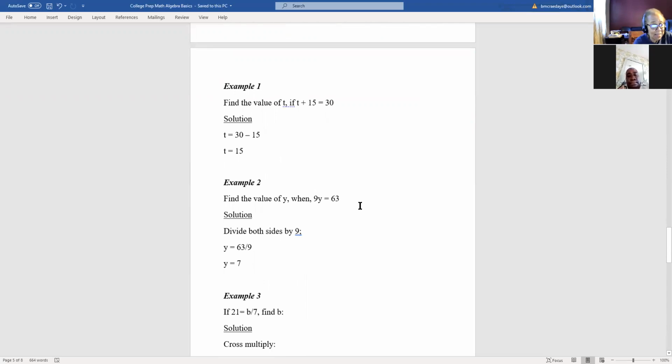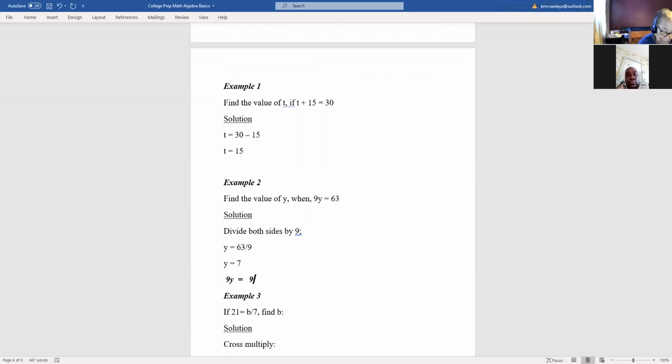Remember, side by side is multiplication. So when you see this 9y, that's 9 times a number gives you 63. When you see 9y, that means what? 9 times y. What does that mean, Latoya? 9 times y. That's right.